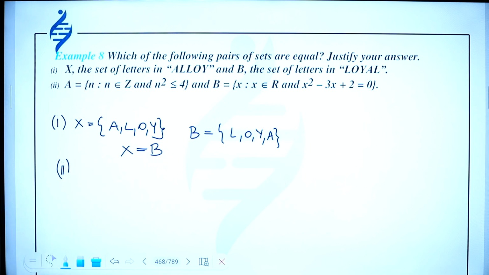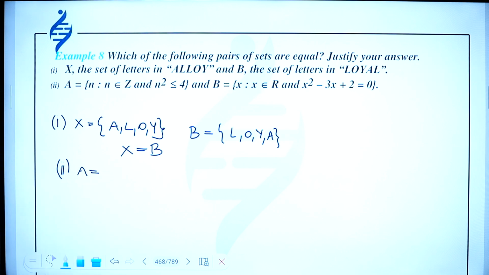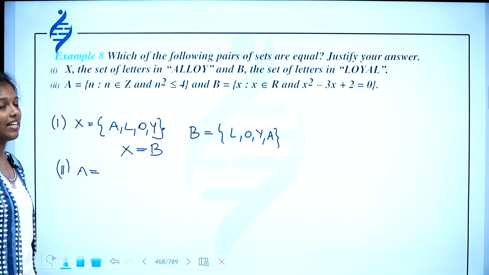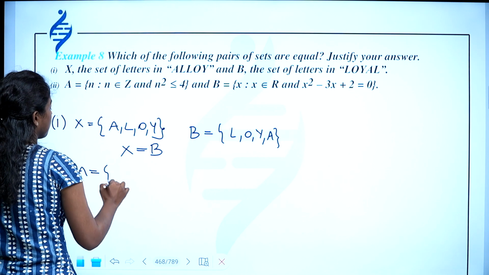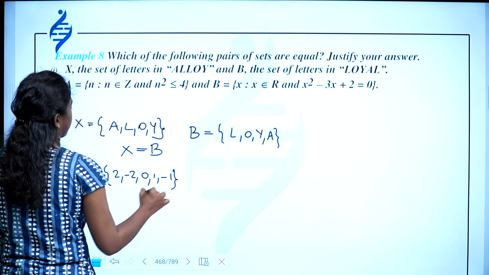A equal to {n such that n belongs to Z and n square less than or equal to 4}. Okay. So I can write A as n square less than 4, n belongs to Z. So which are the numbers? 2, minus 2, 0, 1, minus 1.